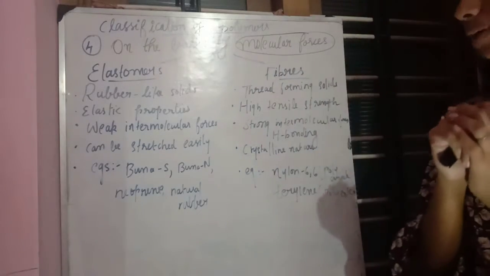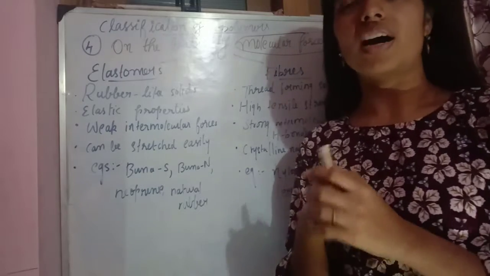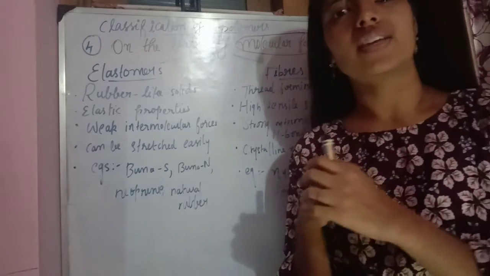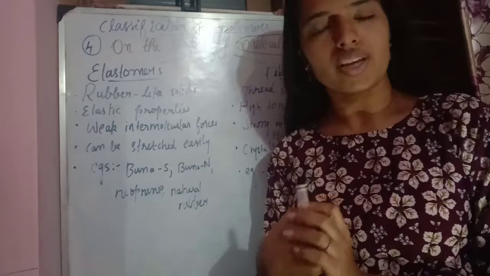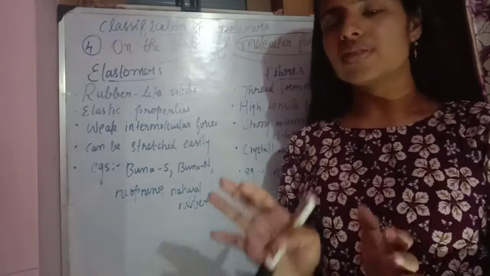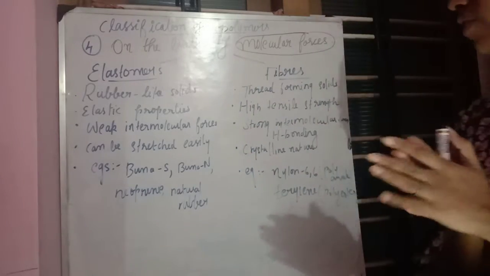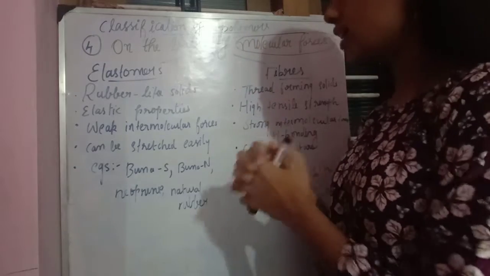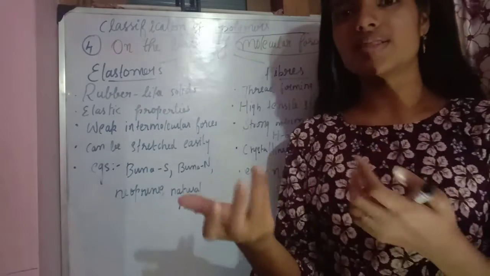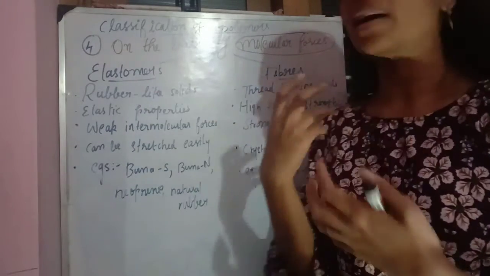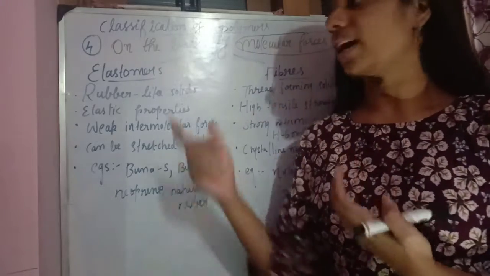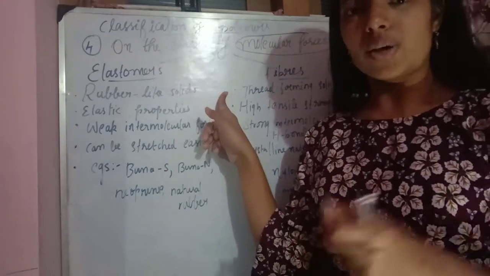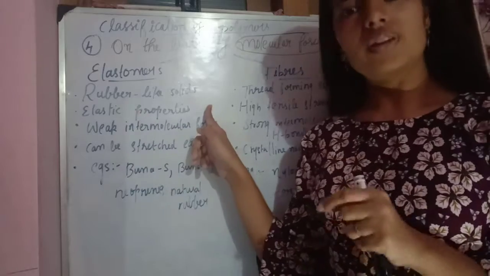First of all, let me tell what elastomers and fibers are. After that, I'll tell you about thermoplastic and thermosetting plastics. Remember these four names. Now let us look at what elastomers are. From the name itself, you can say that they are rubber-like solids, because they have elastic properties.